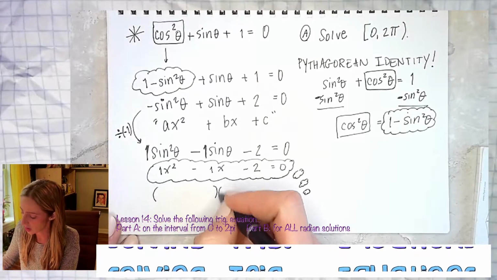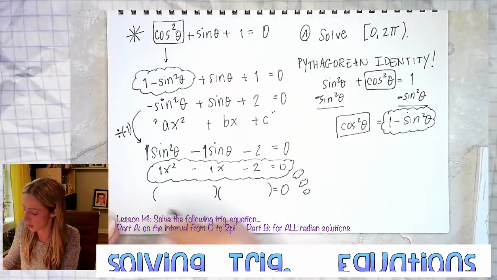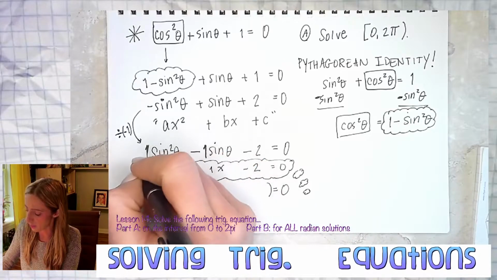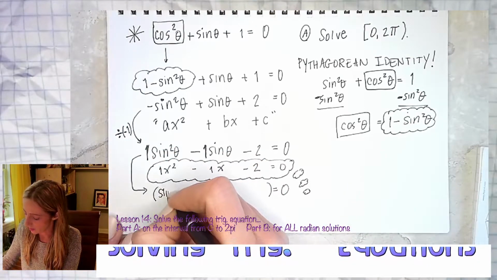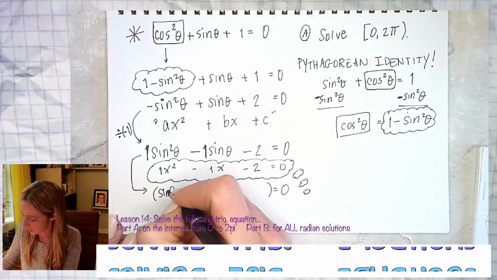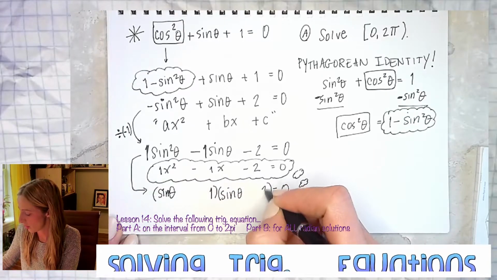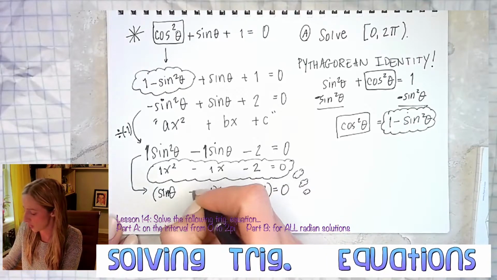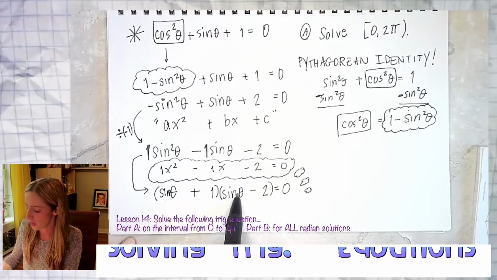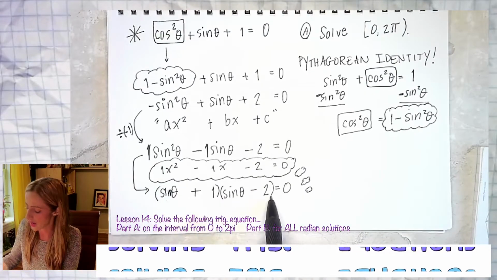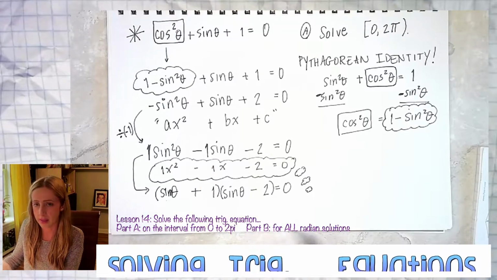If you factor, I promise, whether you use the AC method or your own guess and check method, go nuts. But I'm going to go with the trig right away. So I'm going to have sine theta, sine theta. I'll have a 1 in one of them, a 2 in another one, and minus 2 plus 1. And if I check, first times first, sine squared, good. Outer is negative 2 sine, plus 1 sine is negative 1 sine, good. Last times last, negative 2, good.